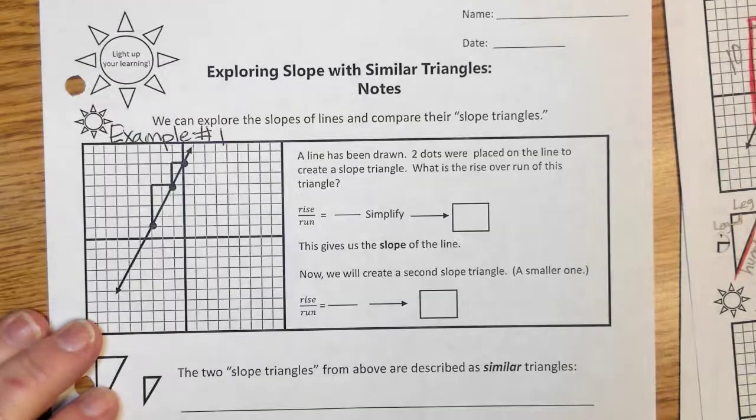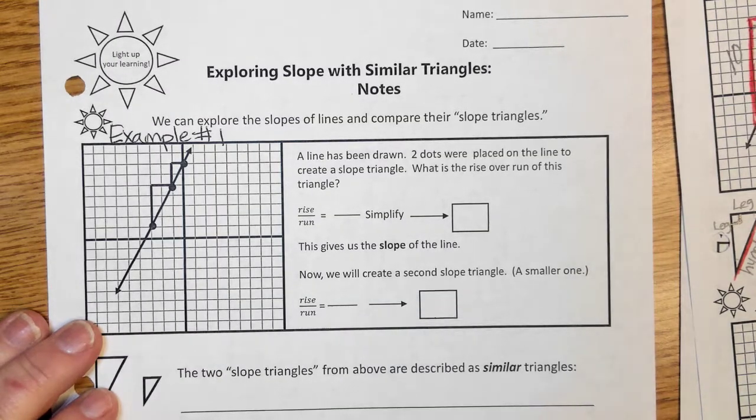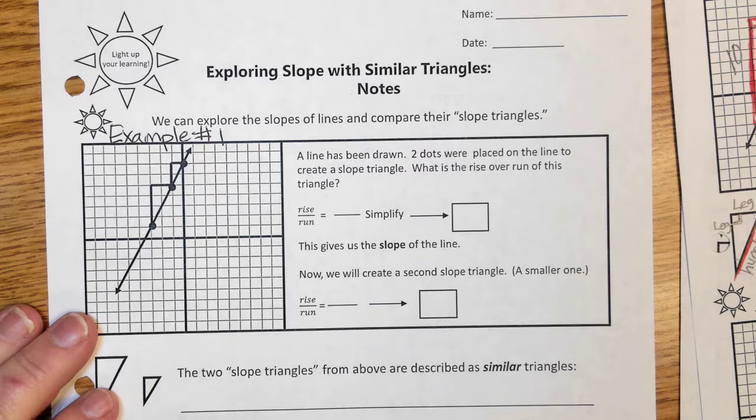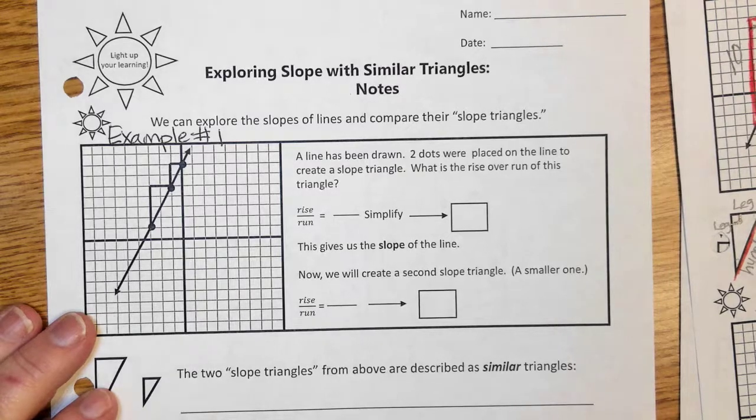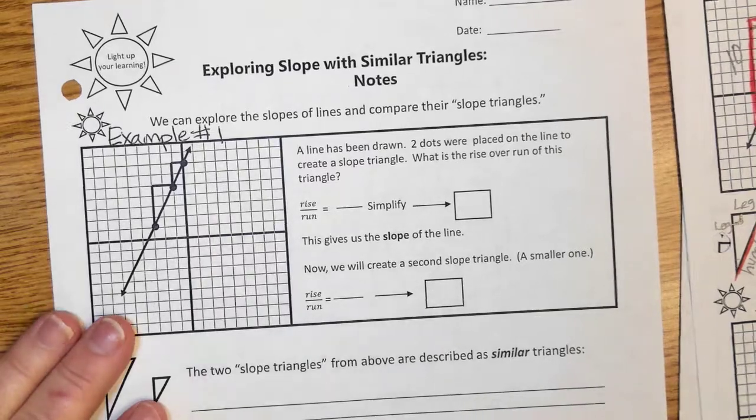Today we're going to explore slope, it's not soap, slope with similar triangles, okay? We can compare two triangles that are similar on a line, and when you put two similar triangles on a line, they will contain the same slope. But let's prove this, okay?